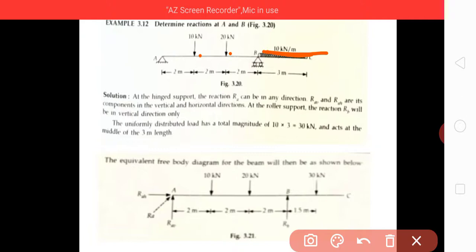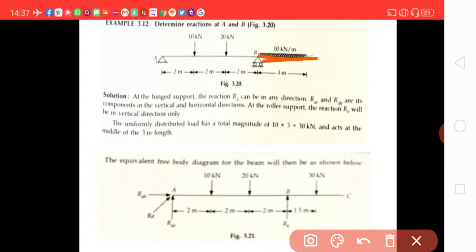This is an overhanging beam. One side overhanging, this side is overhanging by 3 meter. Total length of beam is 9 meter, out of which 3 meter is overhanging.